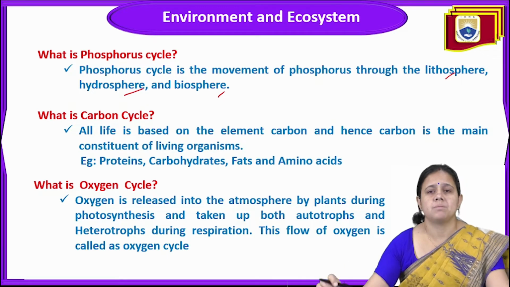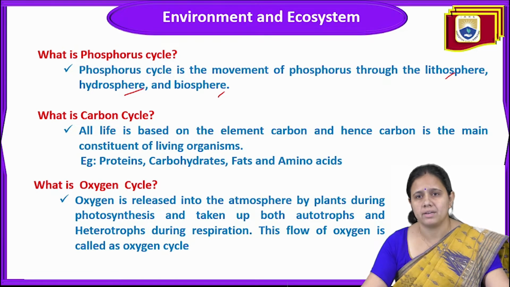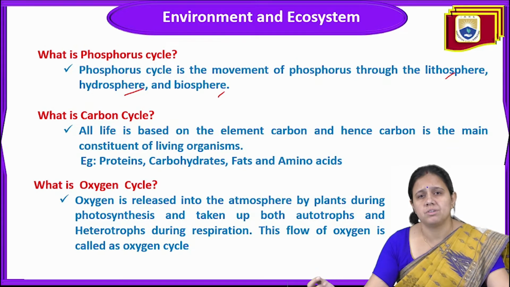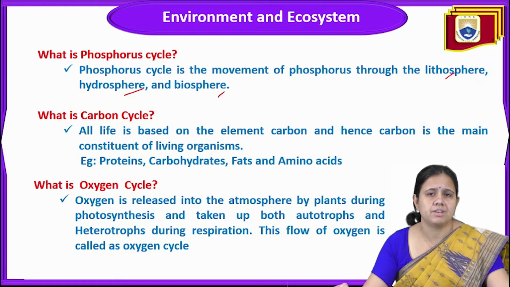Next is the oxygen cycle. The oxygen cycle is again a gaseous cycle. Oxygen is released into the atmosphere by plants during photosynthesis and taken up by autotrophs and heterotrophs during respiration. This flow of oxygen is called the oxygen cycle, the flow of oxygen through trophic levels from one organism to another. Oxygen is a very important basic unit of life for the survival of any person.